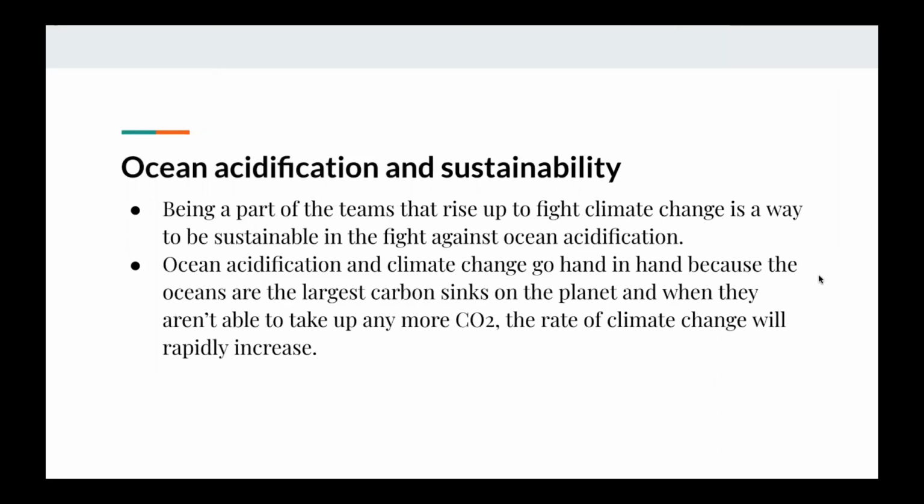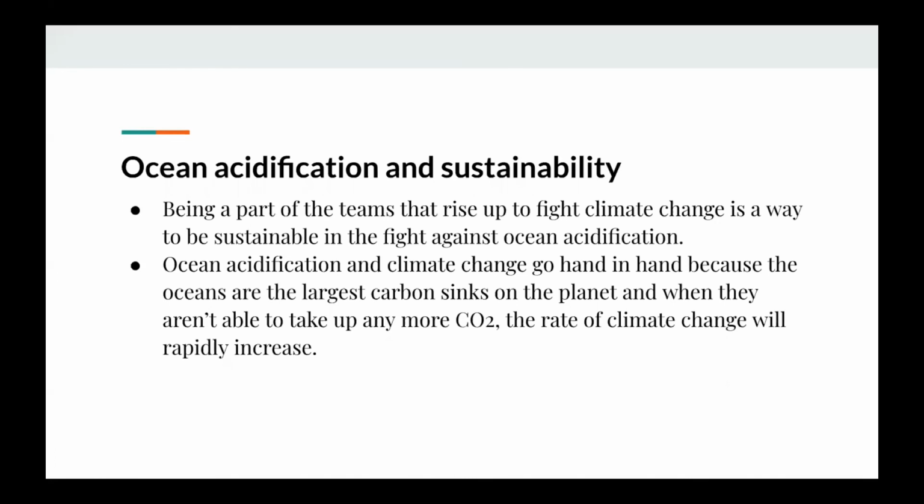Ocean acidification and sustainability. Being part of the teams that rise up to fight climate change is a way to be sustainable in the fight against ocean acidification. Ocean acidification and climate change go hand in hand because the oceans are the largest carbon sinks on the planet, and when they aren't able to take up any more CO2, the rate of climate change will rapidly increase.